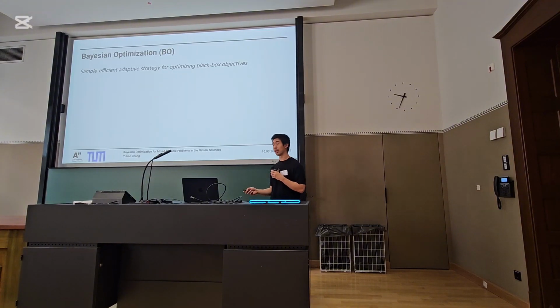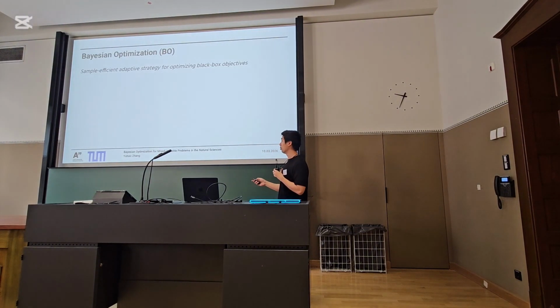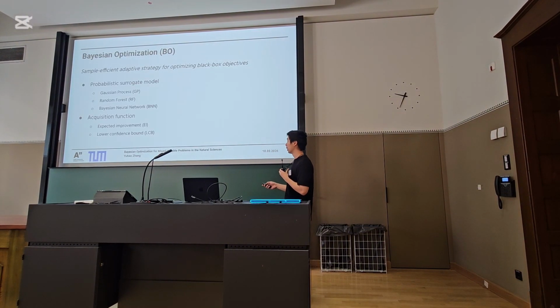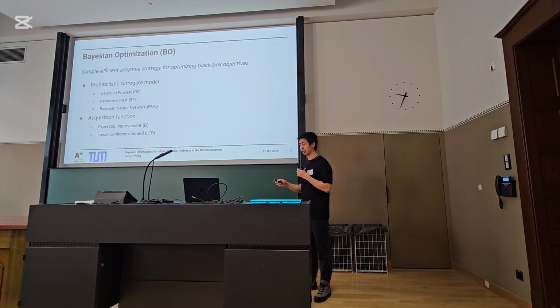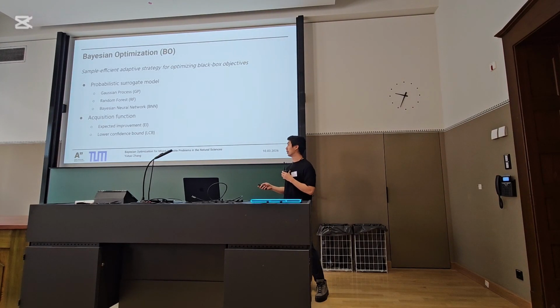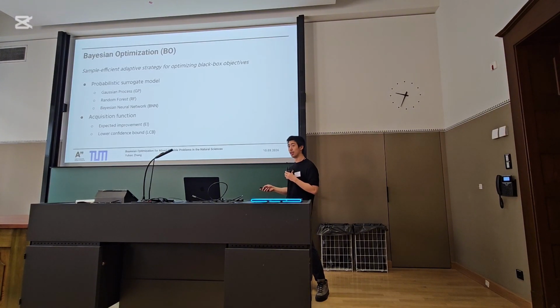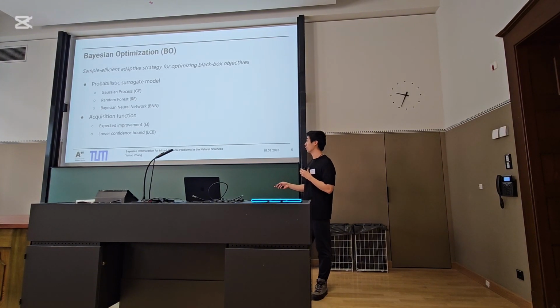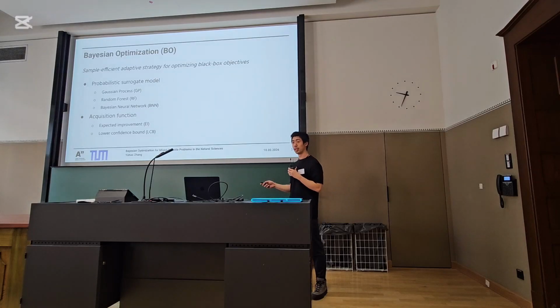I'll show a brief example, but what you need to know is that it consists of two main parts. First, a probabilistic surrogate model, so this is any probabilistic predictor that you have, which most commonly is a Gaussian process in the natural sciences, but of course it can be a random forest or even a Bayesian neural network.